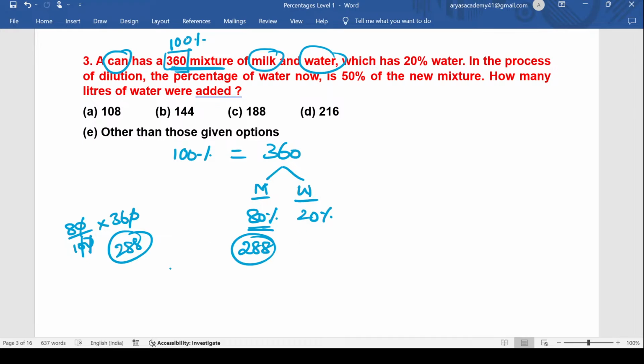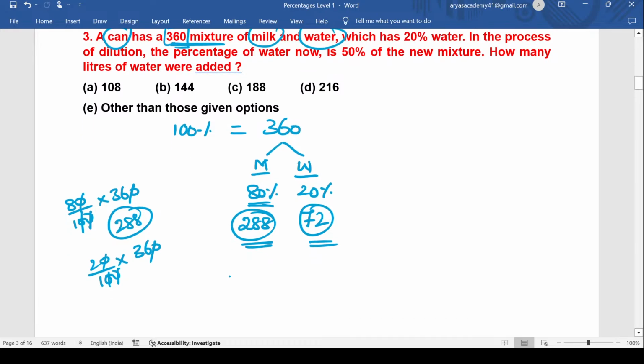If you subtract 288, you can find out the water as well. 20% means 1 by 5, or you can solve it like this. 20% of 360, the 0s cancel, 36 2s are how much? 72 liters. So these are the actual quantities of milk and water in the given mixture: 288 liters of milk, 72 liters of water, and the overall mixture volume is 360 liters.